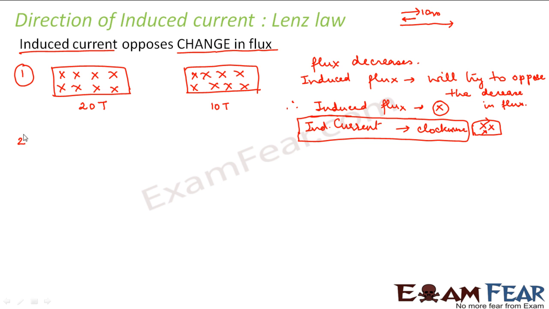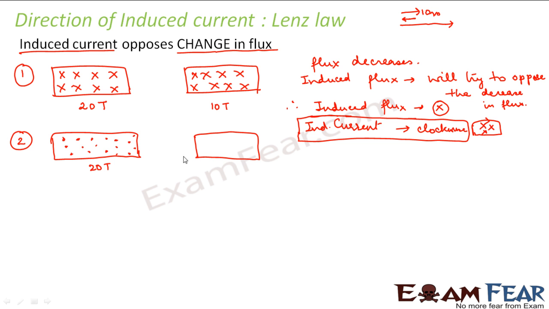Now let us look at another scenario where you again have a magnetic field of say 20 Tesla, but in this case it is in the upward direction. That means it is perpendicular to this plane but upward. Now let us suppose this magnetic flux is decreased to 10 Tesla in the downward direction. So in this case your magnitude is decreasing, at the same time the direction is also changing. That means it is decreasing all the more.